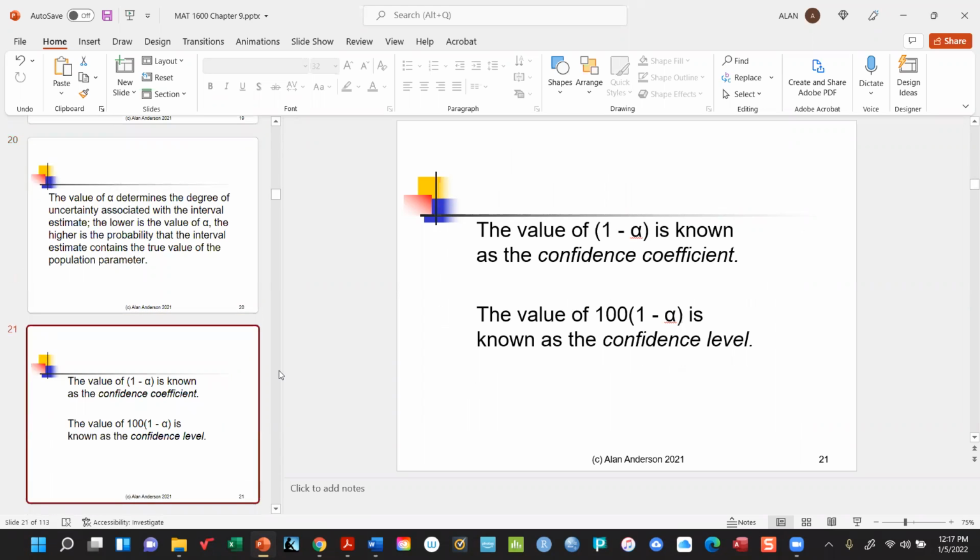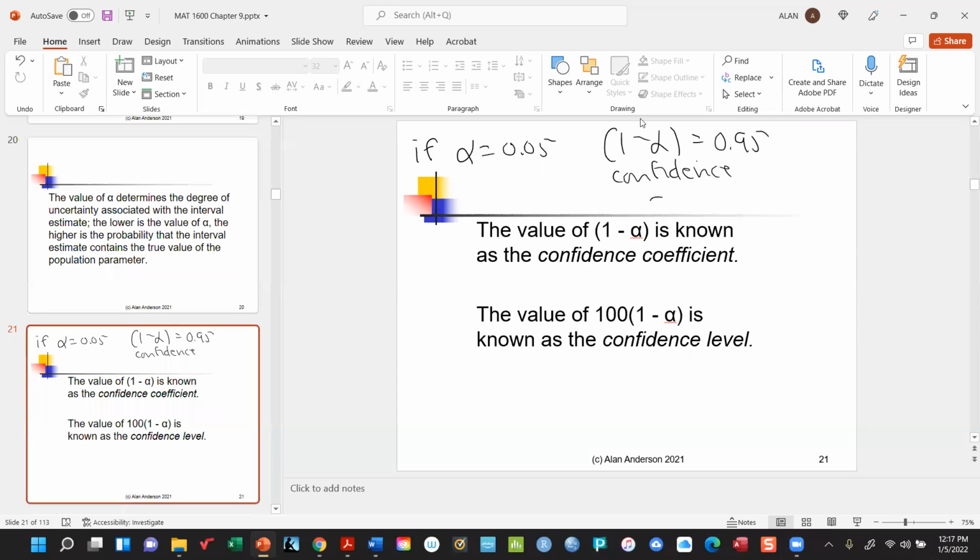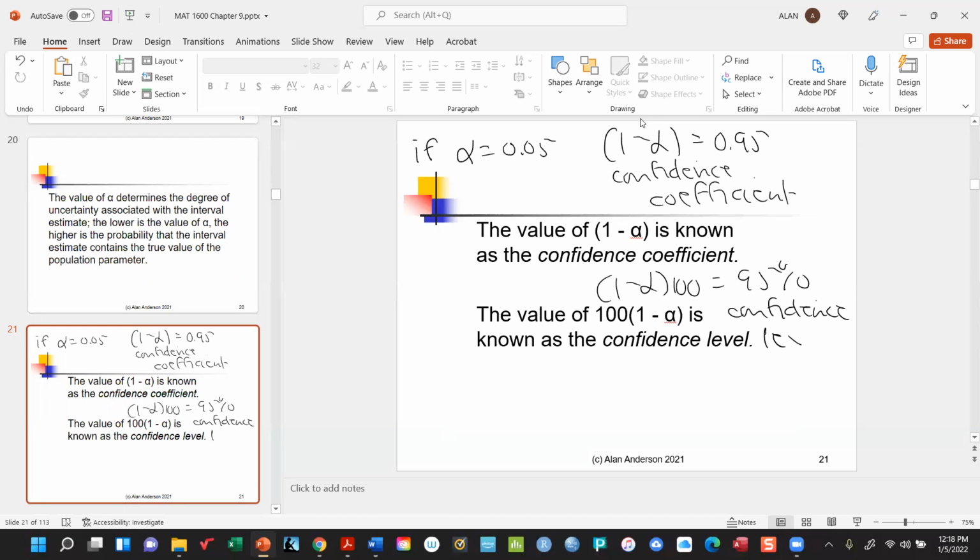Okay, so how does this alpha work? Let's say that alpha is 0.05, just to make this concrete here. Then 1 minus alpha, or 0.95, is known as the confidence coefficient. And if we multiply it by 100, then this 95% is known as a confidence level. Most of the time, we'll think in terms of the confidence level. So the alpha tells us what that confidence level is.